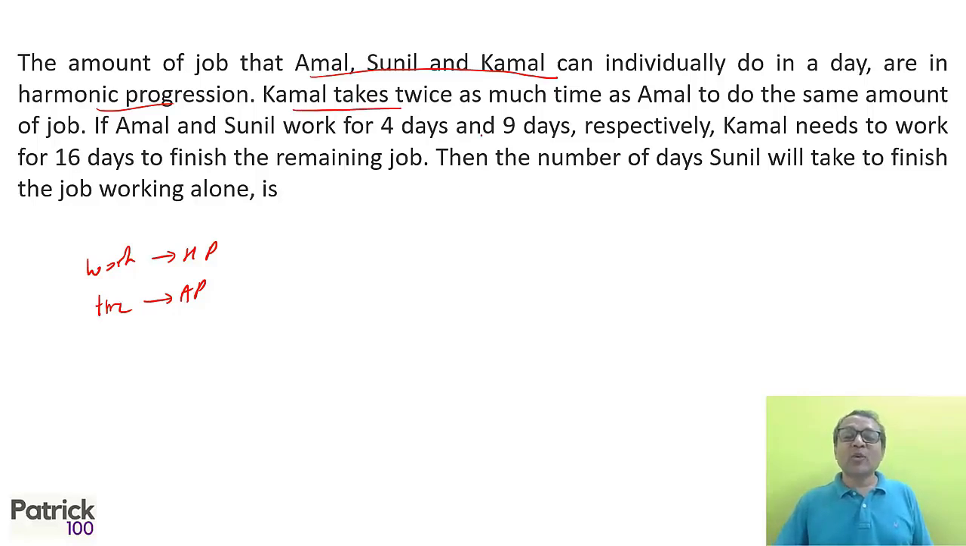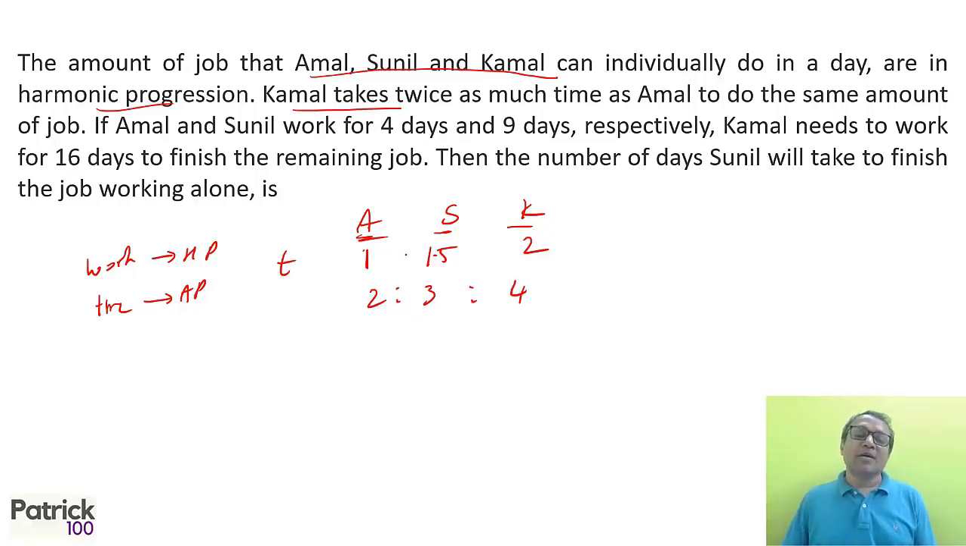Now they said Kamal takes twice as much time as Amal. So let's say Amal, Sunil and Kamal. If Amal takes 1, Kamal will take 2 in terms of time. So Sunil will be, this will be in AP, so Sunil will take 1.5. So we can take 2:3:4 in terms of time. If Amal takes 1, Sunil will take 1.5, Kamal will take 2, because Kamal takes double of Amal and Sunil is the average of the 2, which is 1.5.